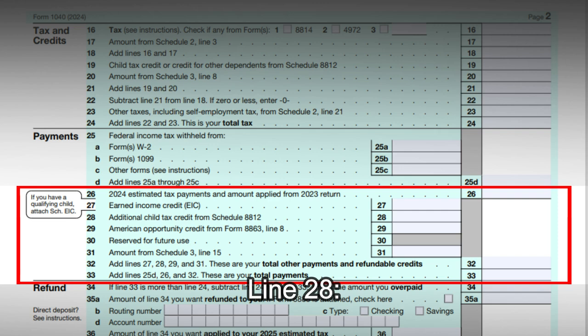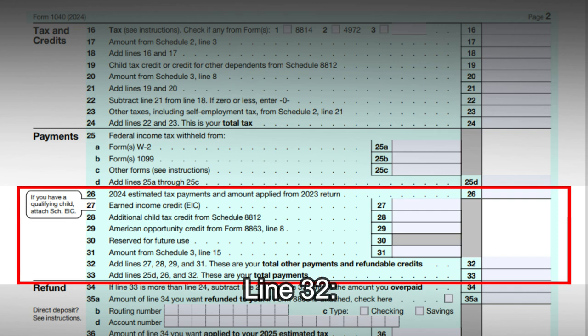Line 28. This is the additional child tax credit from Schedule 8812, which is a refundable credit for eligible taxpayers who have children under the age of 17. Line 29. The American Opportunity Credit, which is a credit for qualified education expenses. This credit is calculated on Form 8863, and the amount from line 8 of that form is entered here. Line 30, reserved for future use, no entry is required here at this time. Line 31, this is the amount from Schedule 3, line 15, which could include other credits or payments, such as the Recovery Rebate Credit or credits for sick and family leave.